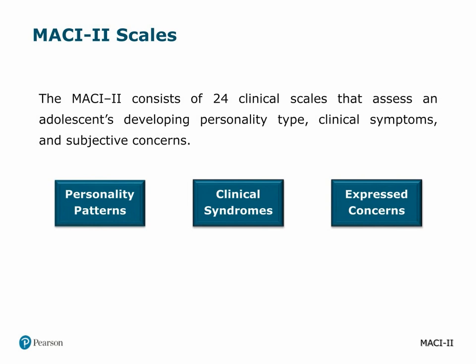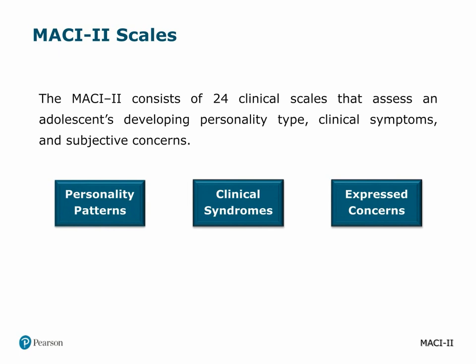The MACI-II consists of 24 clinical scales that have been constructed to assess an adolescent's developing personality type, clinical symptoms, and subjective concerns. The scales are presented in three sections: personality pattern scales that assess more stable patterns, expressed concerns scales that assess distress in self-oriented and interpersonally based areas, and clinical syndrome scales that assess more acute and transient clinical syndromes.